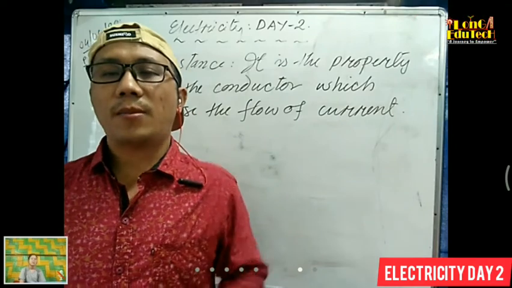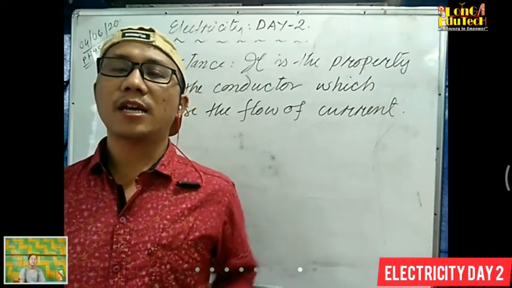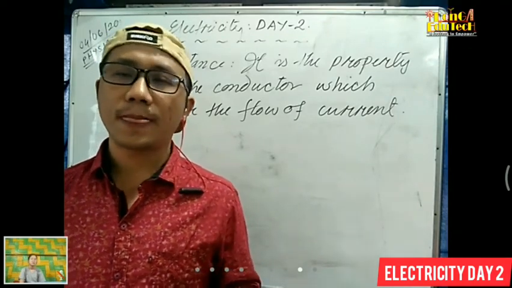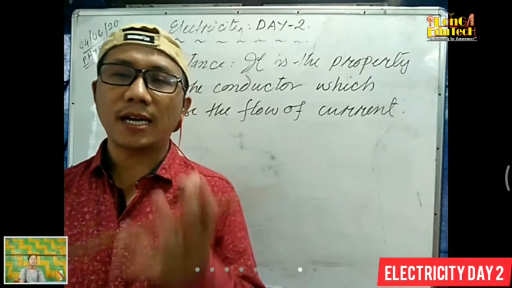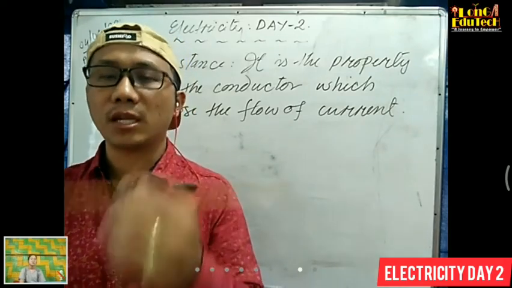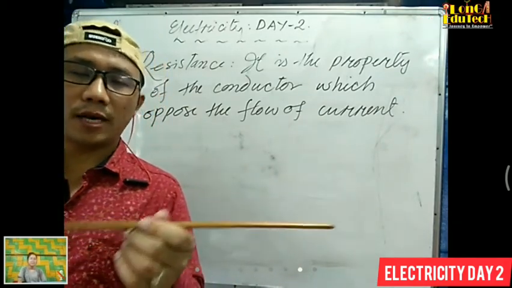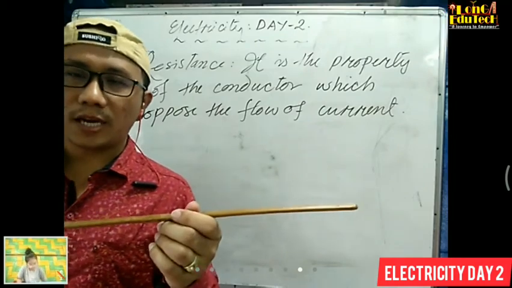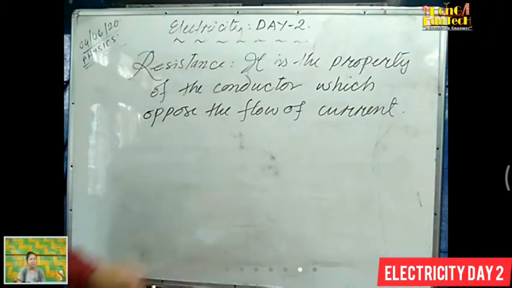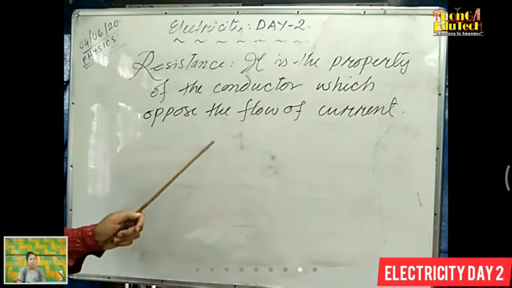But if we buy branded products and all, then if we use them for a long period of time also क्या होता है? कुछ नहीं होता है. All right, even heating is less and all, right? So that is also an example. It depends on the materials. That object is metal, inside many conductors are there. So resistance of the conductor is the property of the conductor which opposes the flow of the current.